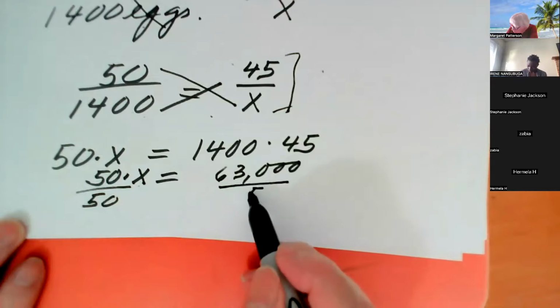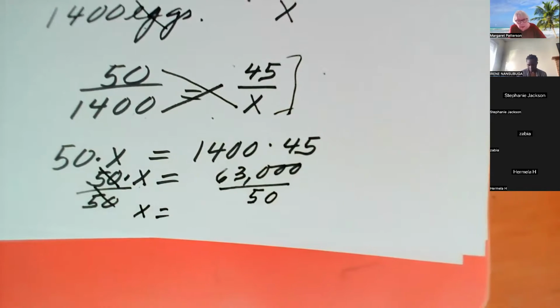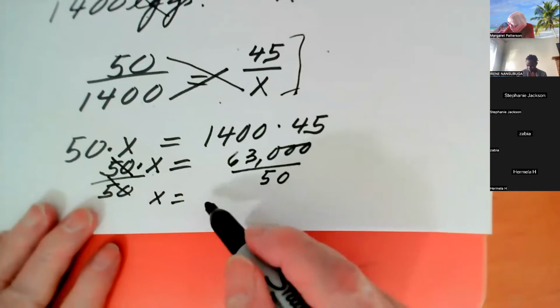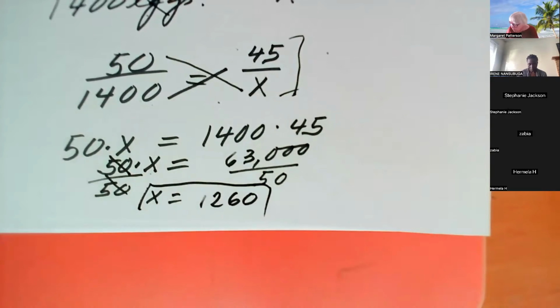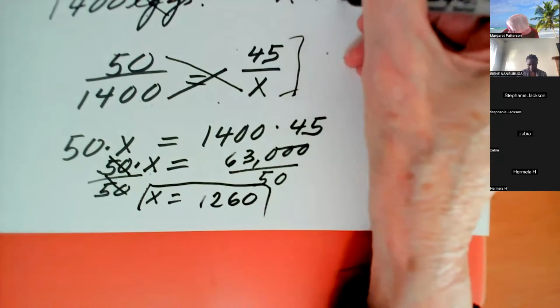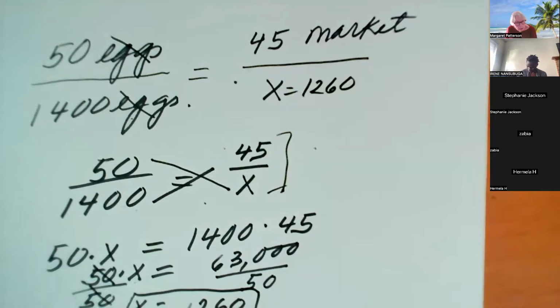50 divided by 50, cancel, cancel, x equals, and I still have it in my calculator, and I'm going to divide by 50. 1,260. That's what that missing number is. What do you think? Yep.